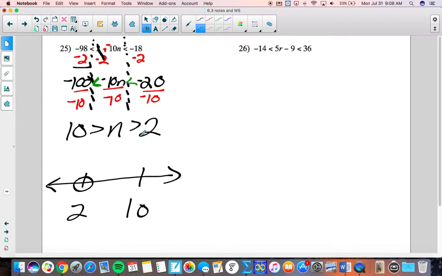Open dot at 2, because the symbol in between n, our solution set, and 2 does not have an equal sign underneath it. And same thing over here. N is less than 10, not equal to, less than. So n is less than 10, that shades that way. N is greater than 2, that shades that way. Boom.